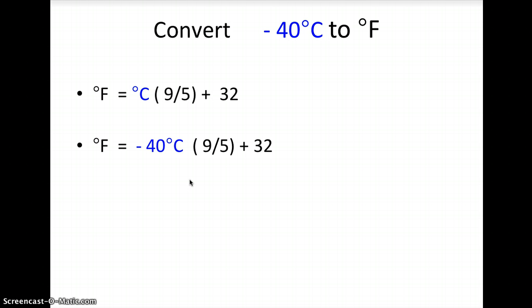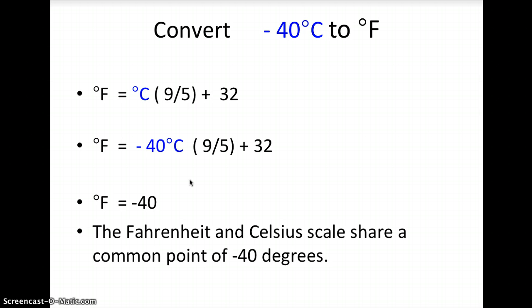Okay, so all you're going to do here is plug in negative 40 degrees Celsius for your degrees Celsius, and you're going to remember your order of operations, 9 divided by 5. I think that comes out to about 1.8 multiplied by negative 40 degrees Celsius, plus 32, you end up with, oh my gosh, we must have done this wrong. We got negative 40 degrees Fahrenheit. What? Well, it just so happens that the Fahrenheit and Celsius scales share a common point of negative 40 degrees. So when you see this one on a test, don't panic because you got the same answer.